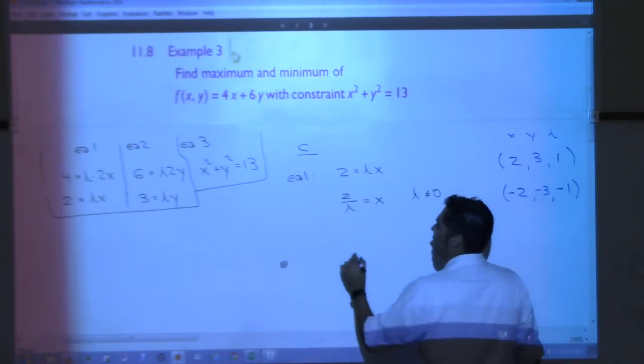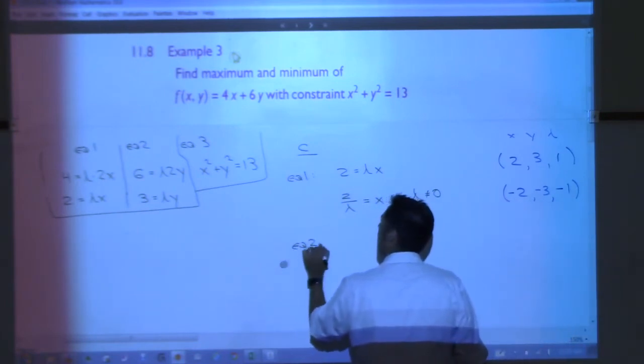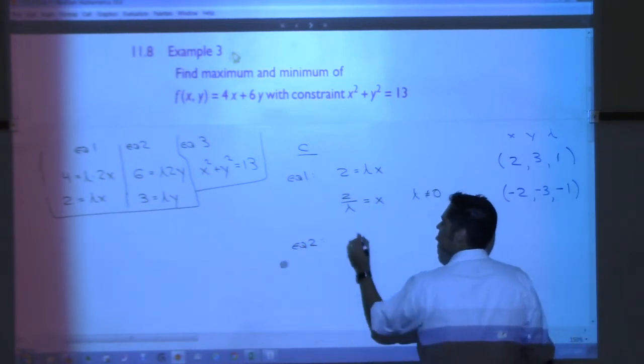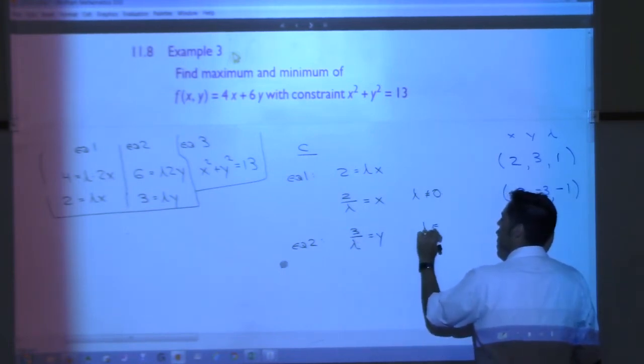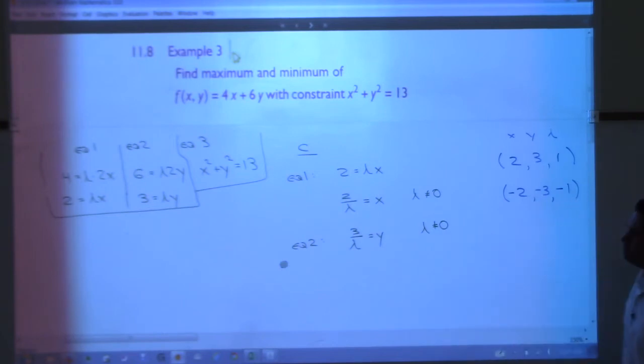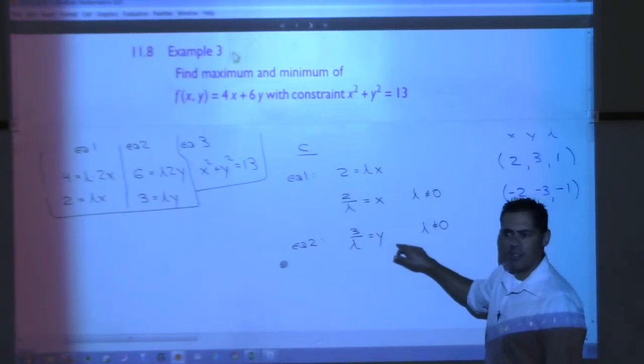All right. What would equation 2 give us if we solve it for y? 3 over lambda equals y. But lambda, again, can't be 0. But I already said that. So we're still good. Now, what would you do with that? Use them in an equation. Plug them into equation 3. This is x, this is y, right?